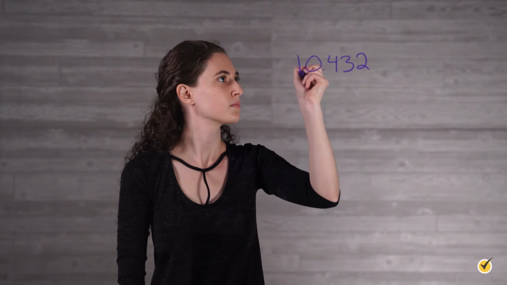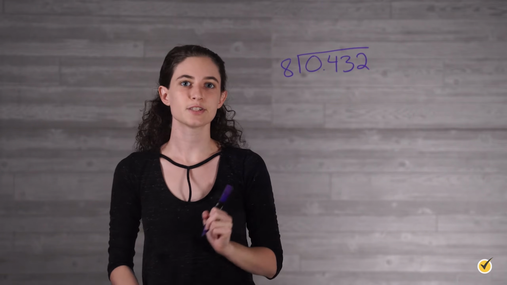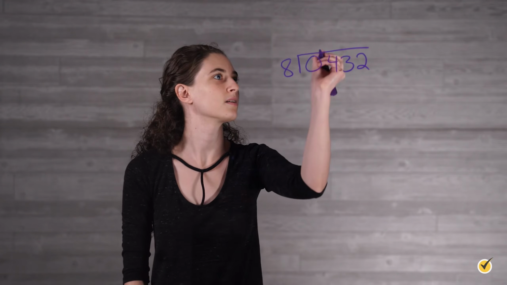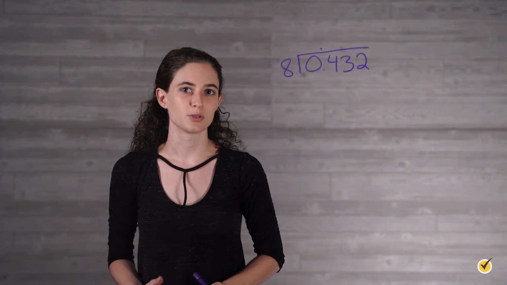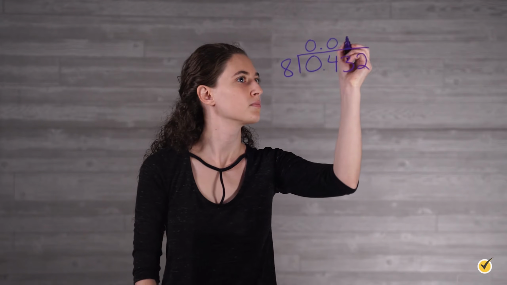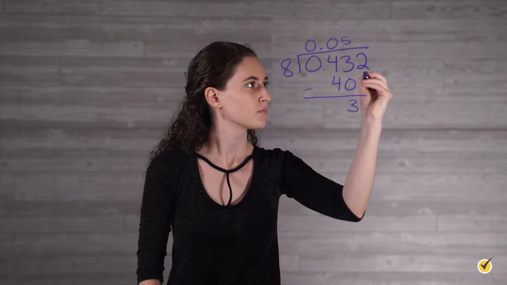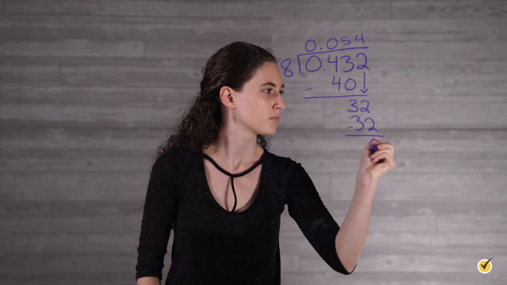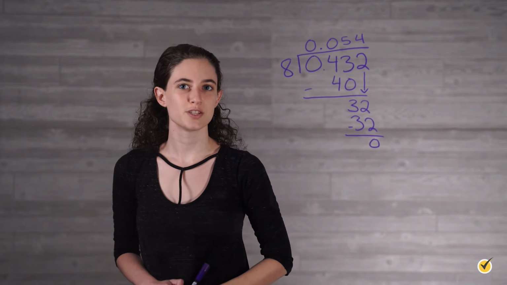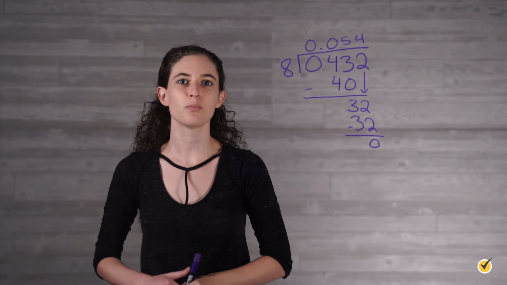Here's another one for us to try. 0.432 divided by 8. First, set up your long division problem. Then, add your decimal point in the appropriate place. From there, divide as you would typically with a long division problem. 0.432 divided by 8 is equal to 0.054. Let's try one more together.